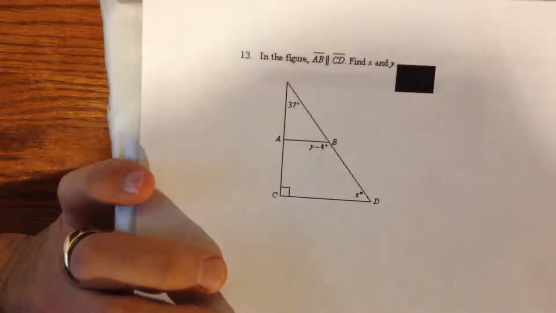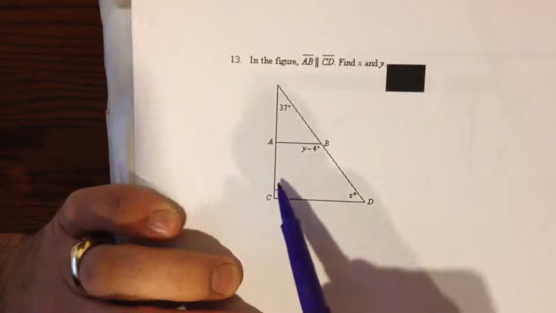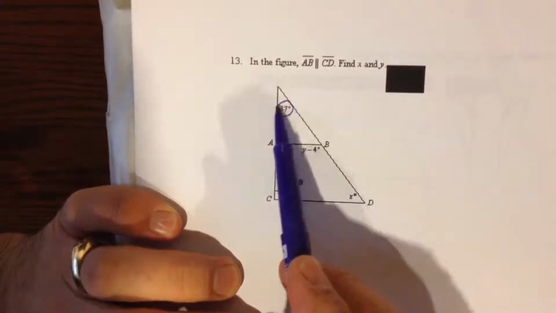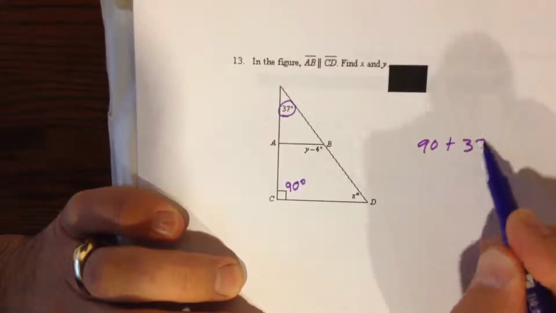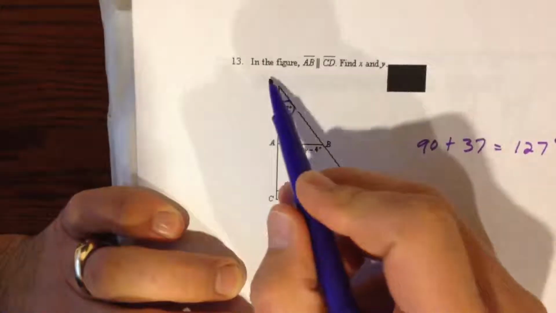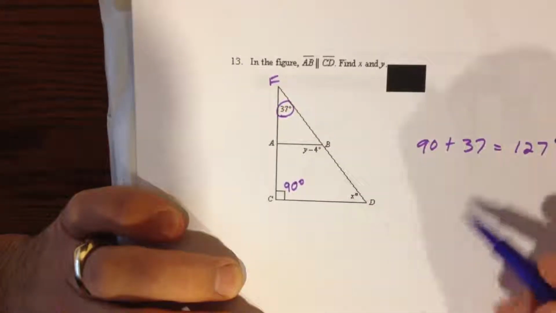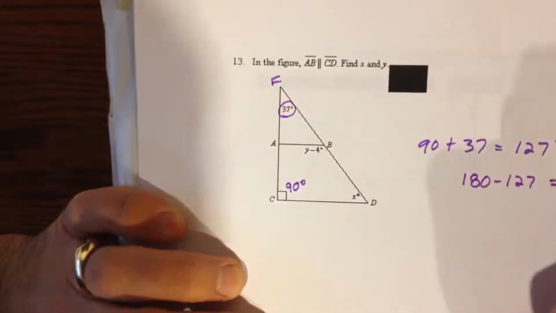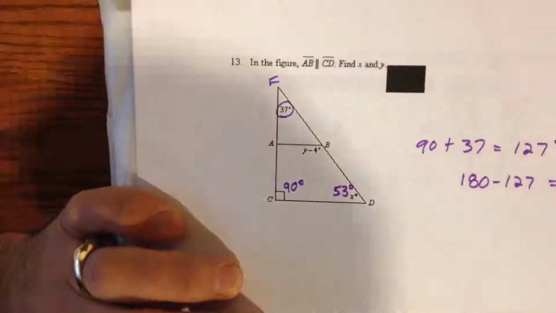Okay, number 12. That's 13. So there's a lot of diagrams, so I'm going to leave these all up here. Alright, so here we go. This one's subtly hard just because you might not see, hey, that's 90 degrees. Alright, and then I have 37 degrees up here. So I know between those two I have 127 degrees. You know, 90 plus 37 gives me 127 degrees used up. Well, in the big triangle, if I make this F, FCD, I can use that to find X. Alright, so 180 minus the 127 that I already have gives me 53. So I know that X is equal to 53.